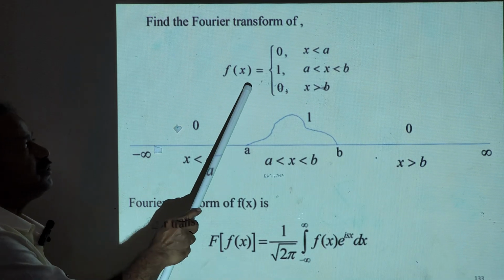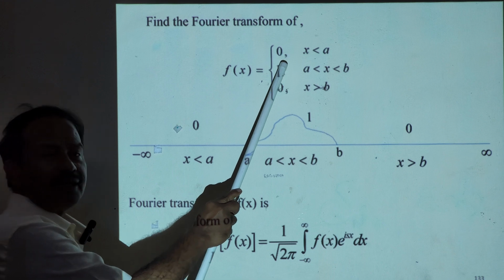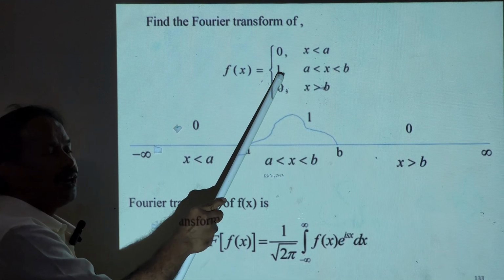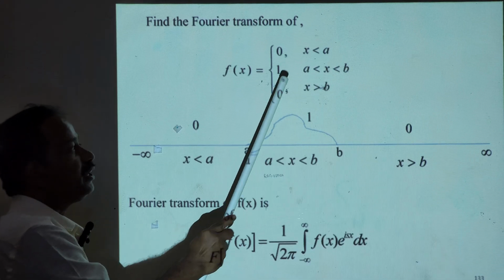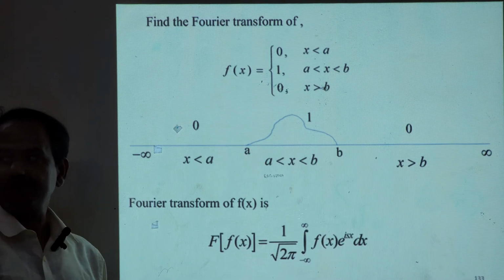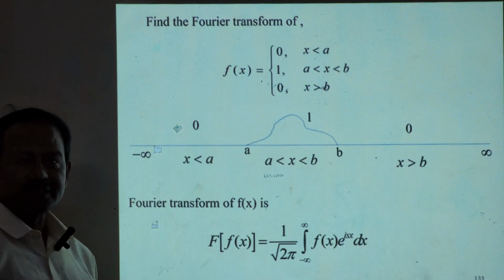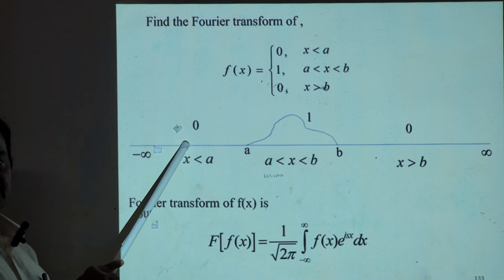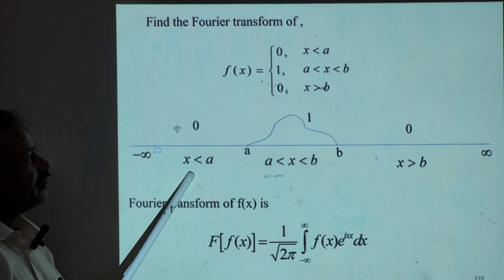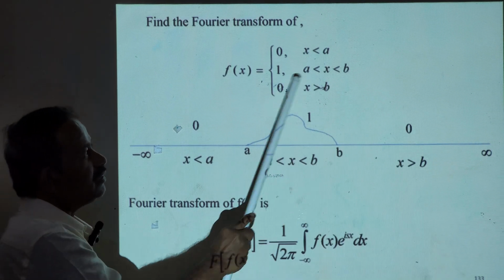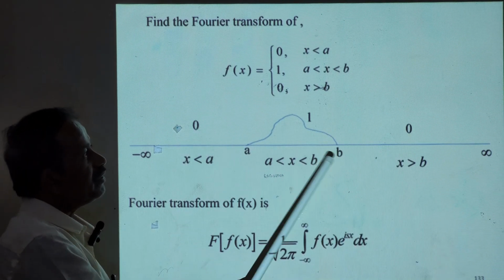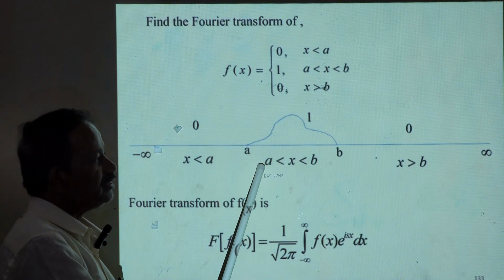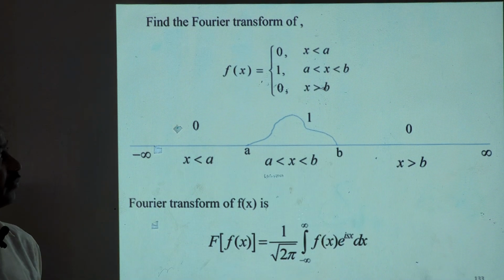Find the Fourier transform of f of x equal to 0 in the interval x less than a, 1 when x lies between a and b, and 0 when x is greater than b. So this is schematically drawn. See here, this is schematic. It is 0 here, for x less than a. For x greater than b, again it is 0. In between a and b, the value is 1.